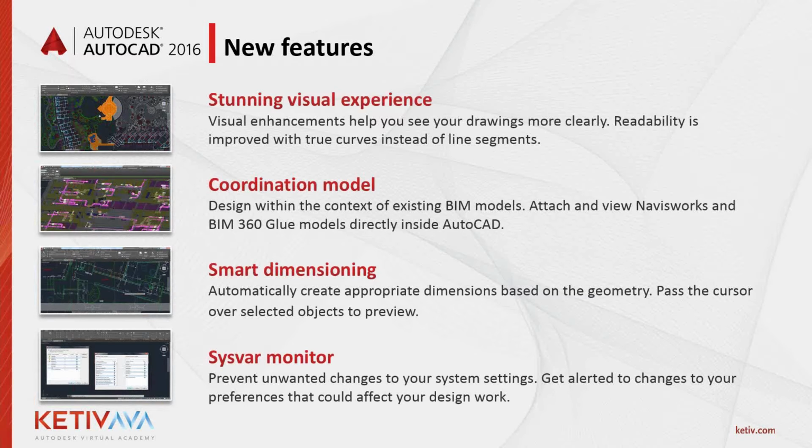So a few examples of the new features included in the AutoCAD 2016 software. Visual enhancements that help you see your drawings more clearly, and readability is vastly improved with true curves instead of line segments. You can now automatically create appropriate smart dimensions based on the geometry by simply placing the cursor over the selected objects and previewing your dimensions, which is very similar to Inventor. You can prevent unwanted changes to your system settings with a new system variable monitor that can alert you when changes to your preferences have been made that could potentially affect your work and your design.